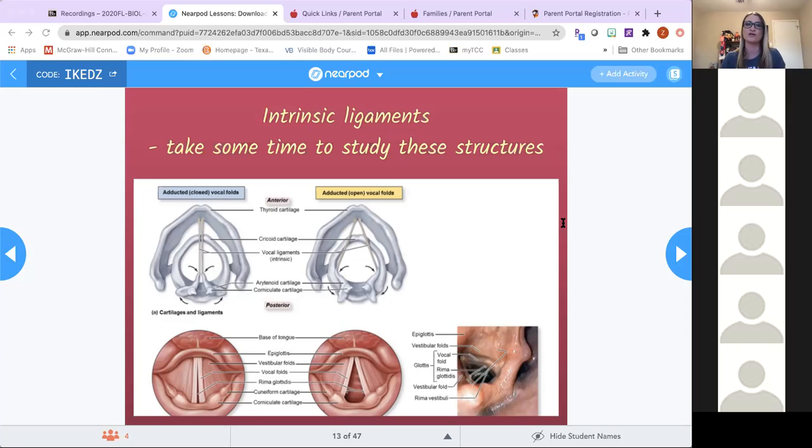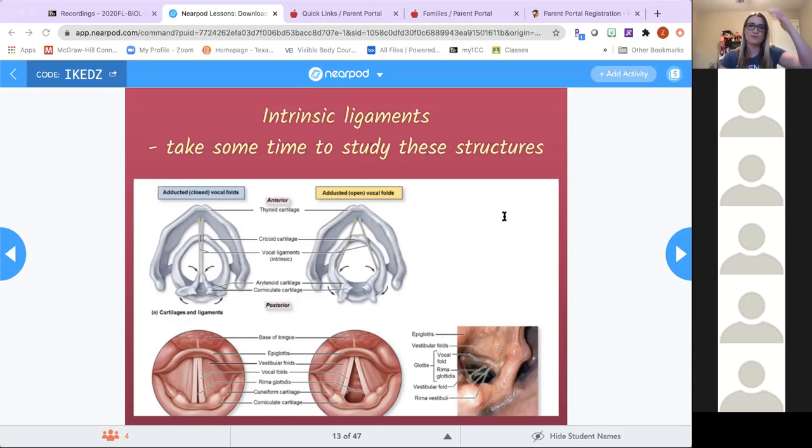The vocal folds are also known as your true vocal cords because they participate in sound production. And the vestibular folds are known as the false vocal cords because they do not participate in sound production. Vestibular folds provide protection for the true vocal folds, but again, they don't function in sound production. And they're above the true vocal cords.